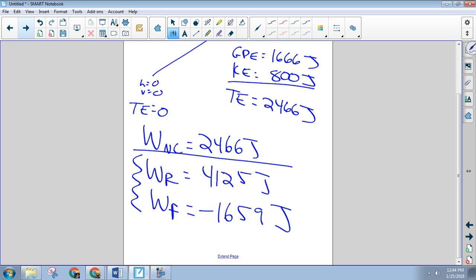How long was the ramp? 5 meters. Sorry, I said 8. 5 meters. What's wrong, Meredith? Divided by 8 meters. Gotcha, yeah. Okay, so first of all, it's not 8, it's 5, because that's how long the ramp is.